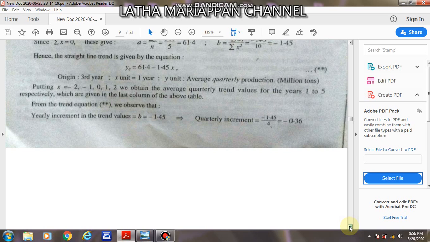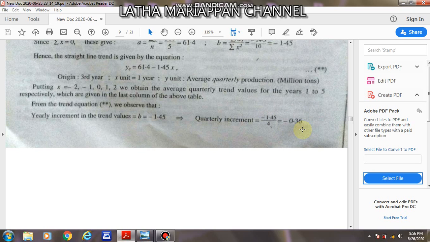Now the yearly increment, how much did we get? Minus 1.45, isn't it? The data which we got is for quarterly, not for yearly. So this minus 1.45 we have to divide by 4. Minus 1.45 divided by 4, how much will we get? Minus 0.36. Is it clear?